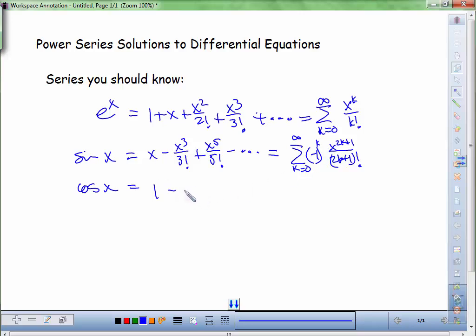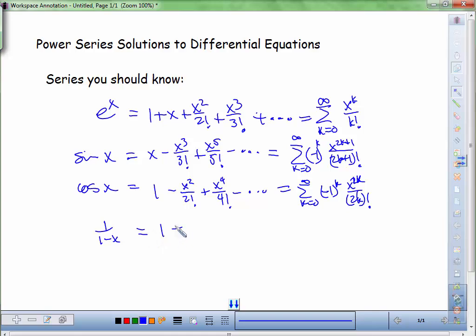All right, so the cosine is even, so we have even powers including the constant. And then the last one is a series that probably won't be coming up too much, but I think it's an important series to know in general because it's simple enough to be able to identify.